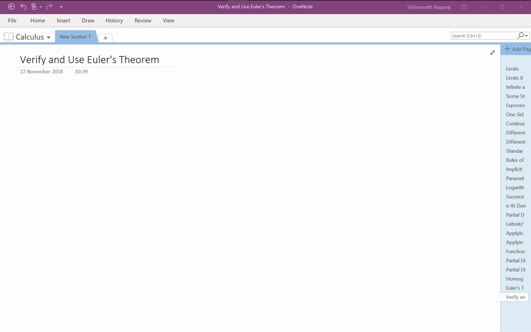Let's look at applying Euler's theorem. Okay, let's look at a function u is equal to x to the power of 1/2 plus y to the power of 1/2 times x to the power of n plus y to the power of n. Now what we have to do is verify Euler's theorem. So first we have to figure out whether it is a homogeneous function or not.